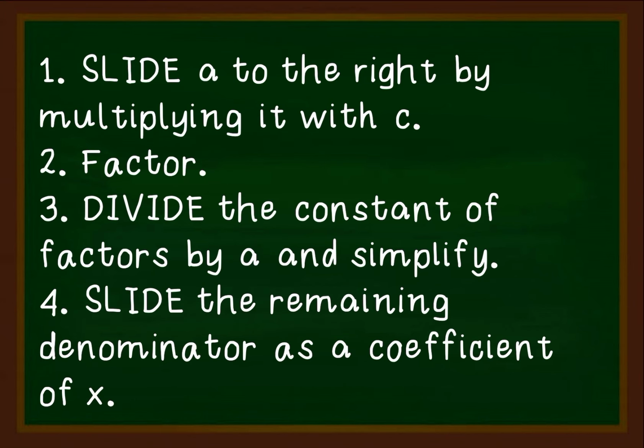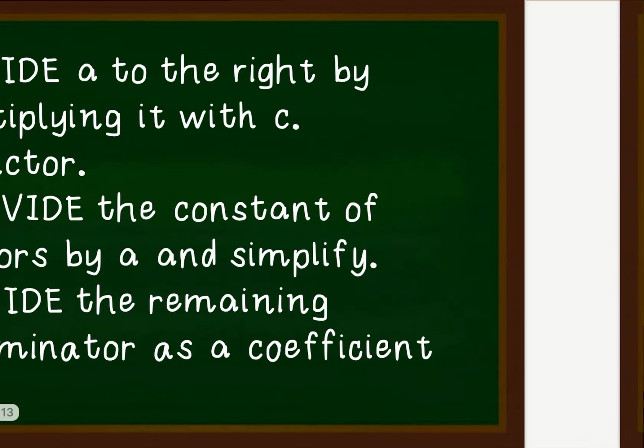Second, we factor. Again, pinapaalala ko sa inyo, when we factor, we use the method that I had dun sa kabilang video, which I will link down below. And then yung third, we divide the constant of the factors by a and simplify. And then number 4, we slide again the remaining denominator as a coefficient of x. So, let's proceed to the examples.